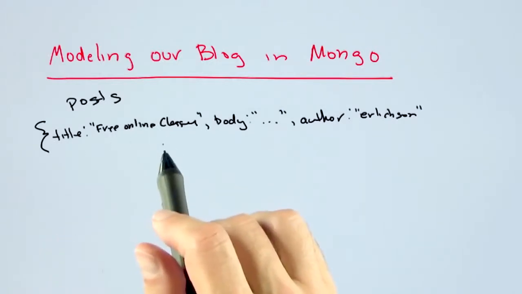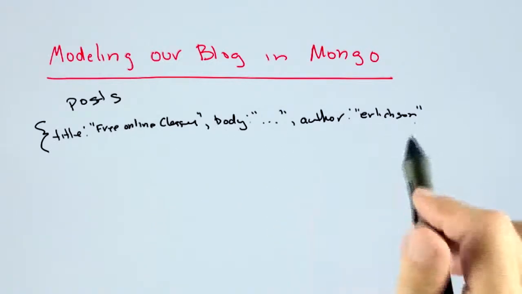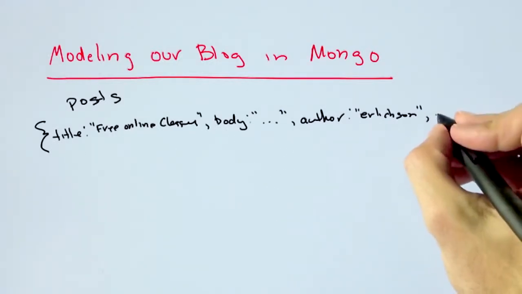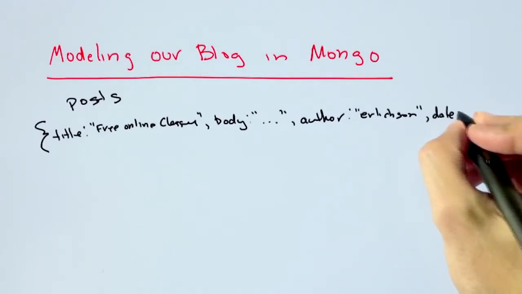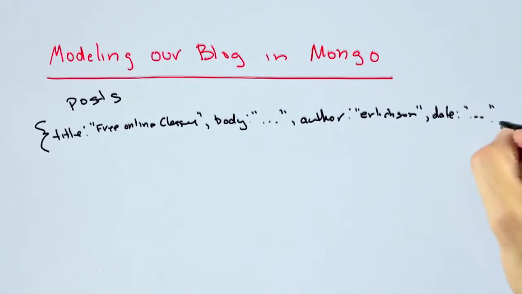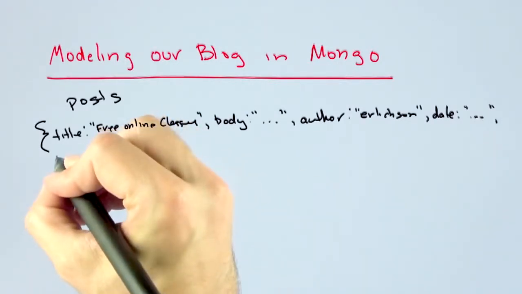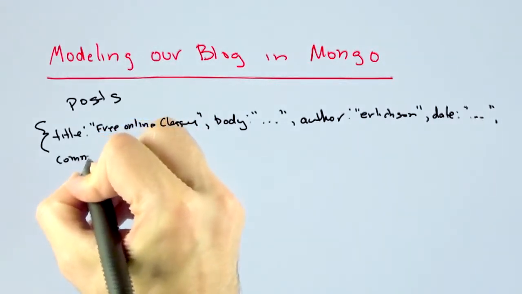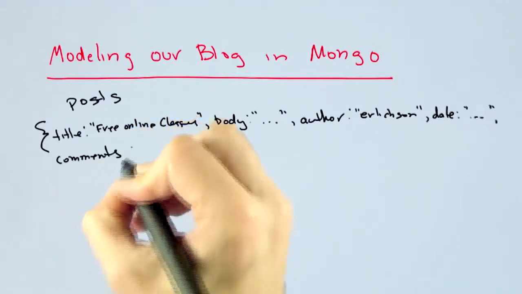So we have a title of the post, we have the body of the post, we have the author of the post. We need the date that it was posted, and we'll have some ISO date here. We'll talk more about types later on. And then we probably want some comments, but in Mongo, we can embed them right in the document. So the comments keyword is right there.